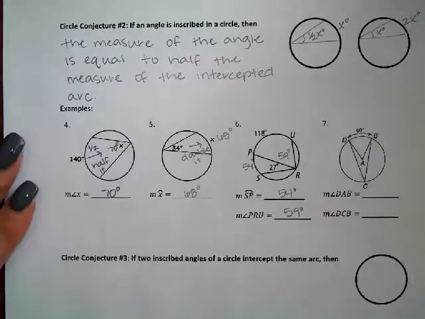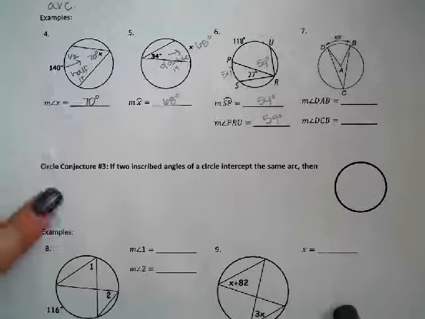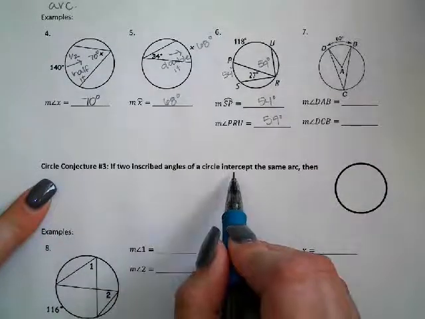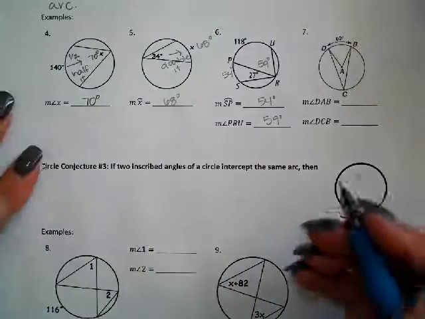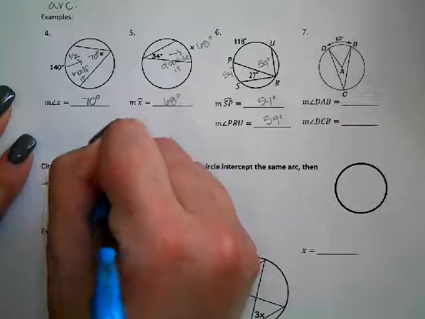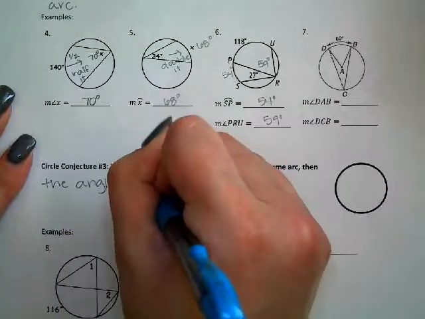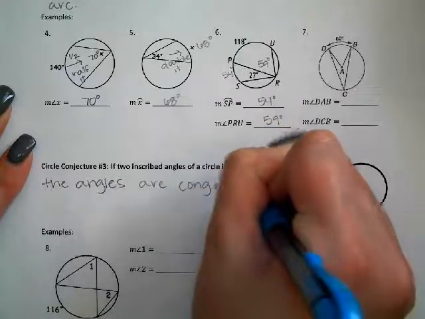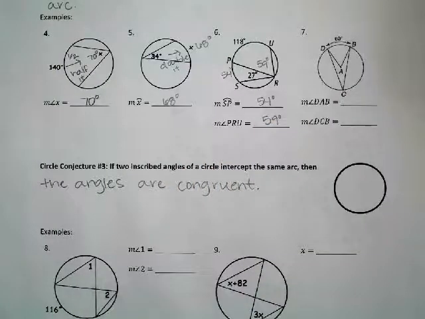Circle conjecture number 3. If two inscribed angles of a circle intercept the same arc, then the angles are congruent. All right, here's where we get our colors out. This is where it's going to blow your mind a little bit.